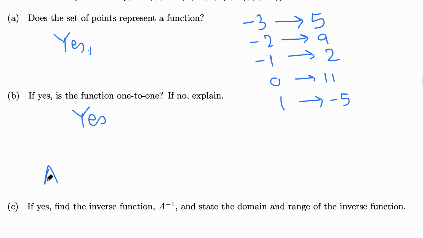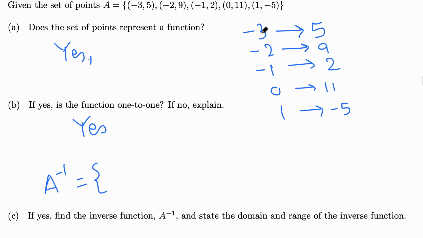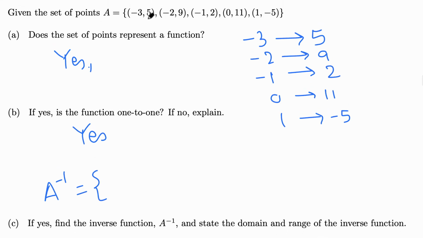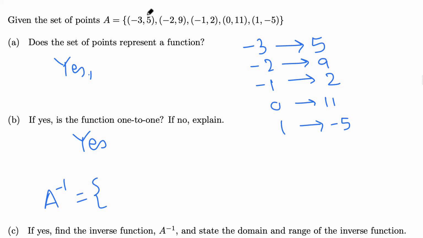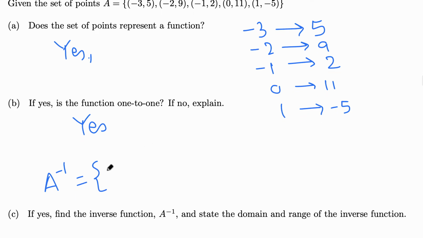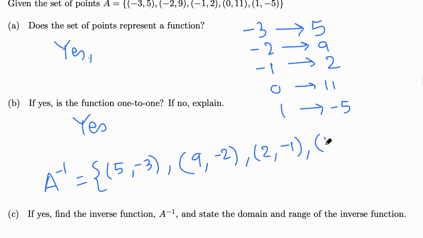Now if yes, find the inverse, A inverse, and state the domain and range of the inverse function. So A inverse would be just the backward. A was the set of these. Now A inverse means just backward. So 5 is mapped to -3, 9 with -2, 2 with -1, 11 with 0, -5 with 1.